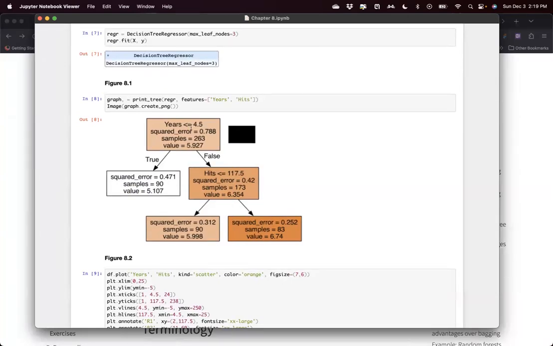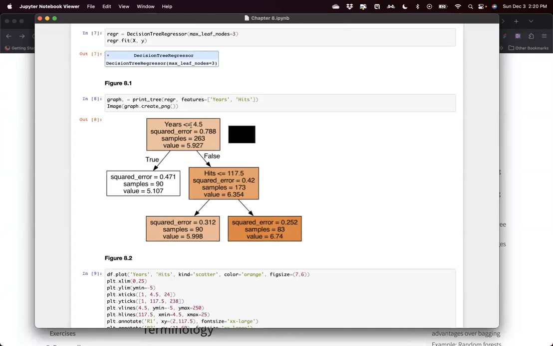So here we got the same thing, only with a little more information. For the root node, we got a squared error, and the squared error is very important. It's the residual sum of squares, the measurement. And that's why years is at the top: compared to hits, years is the variable that has the least squared error. The algorithm calculates which threshold gives us the minimization of this residual squared error, which is 4.5.